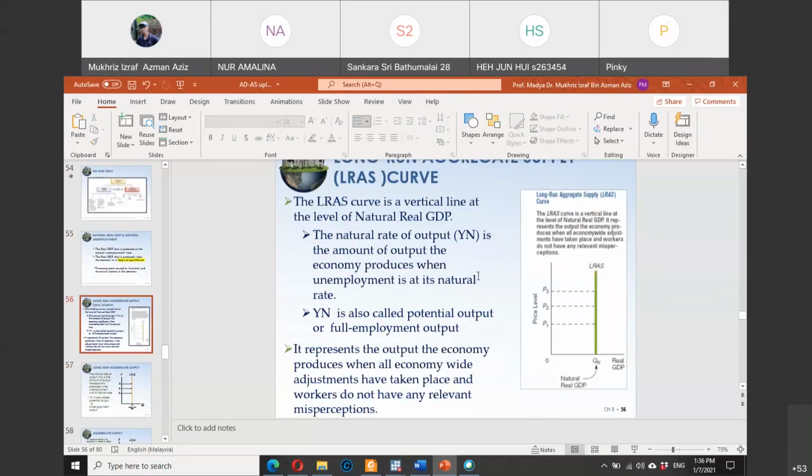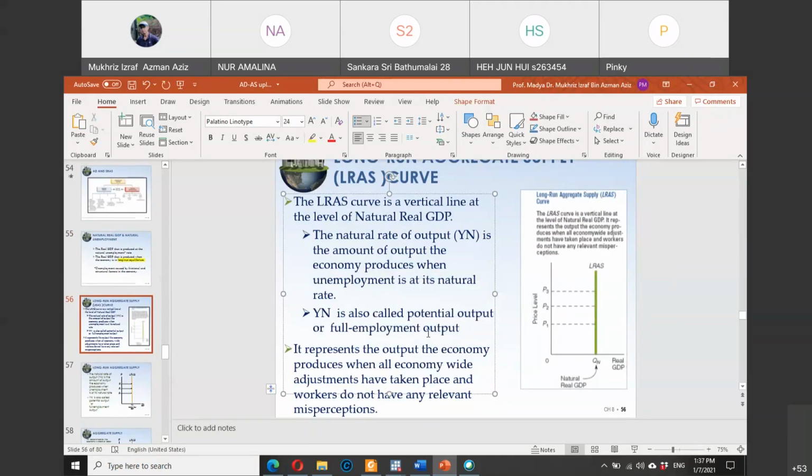As I mentioned earlier, we already discussed this part. The long run supply curve is vertical. Why vertical? Because when the graph is vertical, the output remains constant regardless of what happens to the price level. At this stage, the output remains the same because the economy is already producing at full employment, or maximum output level.